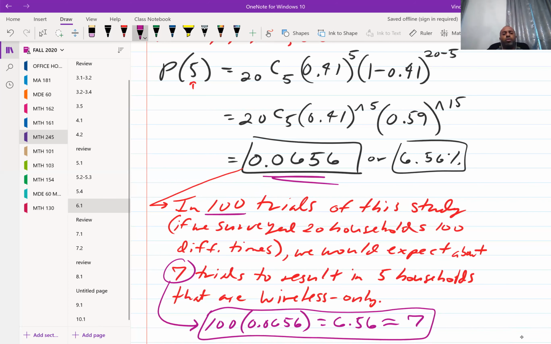And so when you say in 100 trials, that means if we survey 20 households 100 different times. All right. Questions on anything so far? Make sure we're good.